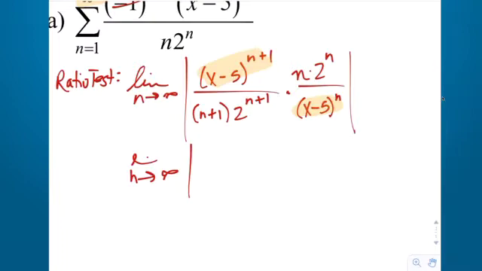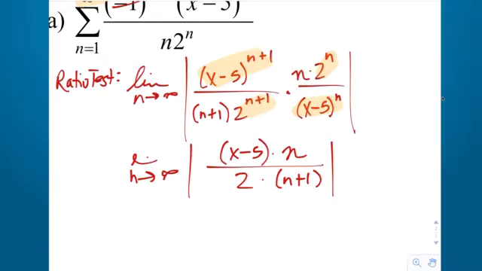Let's look at the x minus 5s first. We have one more factor of x minus 5 in the numerator, right? So all of them will divide out except the one in the top. So we take care of that. And then we'll look at the powers of 2. We have 2 to the n up there and 2 to the n plus 1. So we have one extra power of 2 where? In the bottom. And now we're left with an n and an n plus 1.